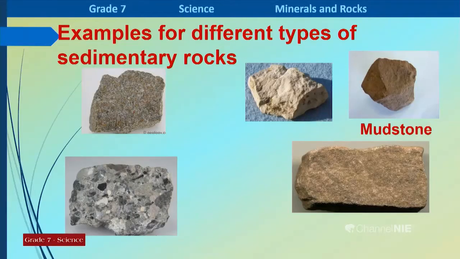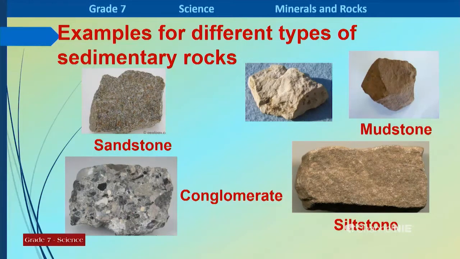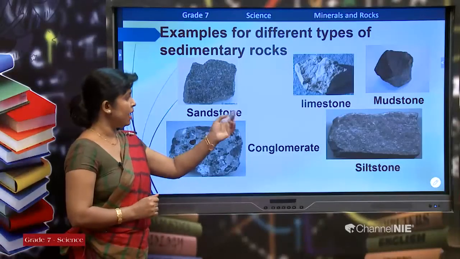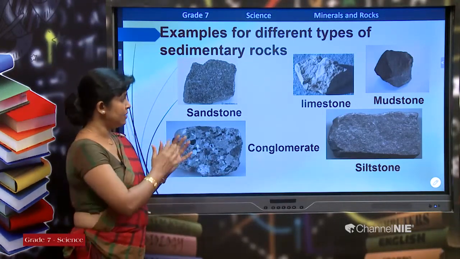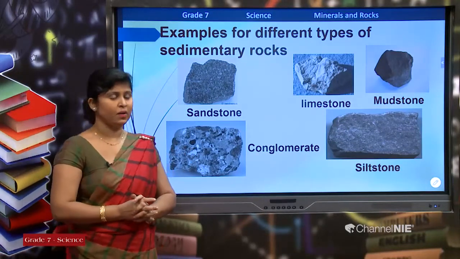The picture given there is mudstone, right, that is a type of sedimentary rock. Conglomerate, a type of sedimentary rock. Siltstone, sandstone and limestone, right. Let us take the examples one by one again. You can add them to your list, right. Sandstone, limestone, mudstone, conglomerate and siltstone. Here are some examples for sedimentary rocks.